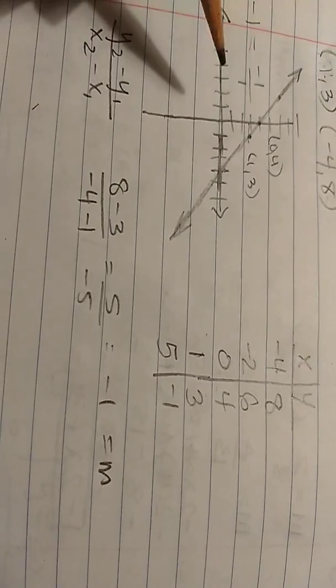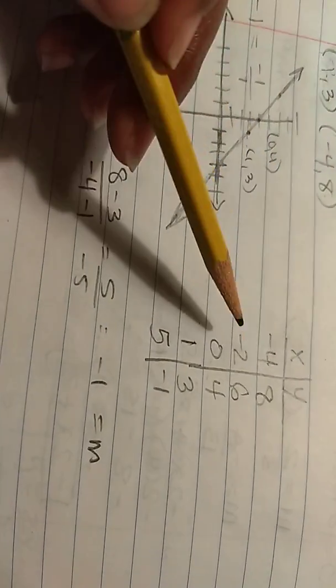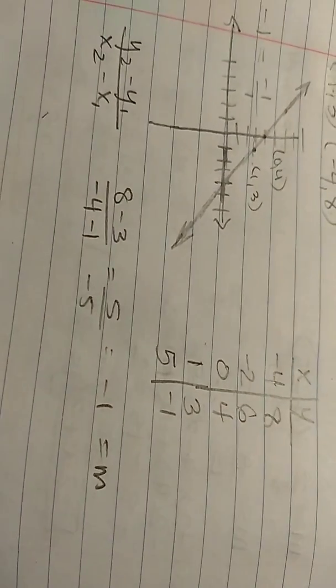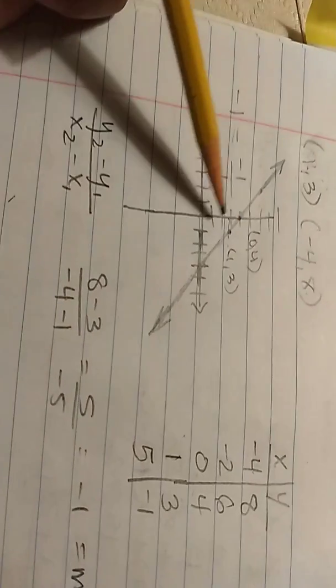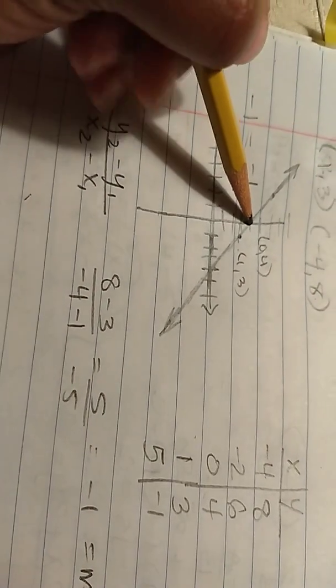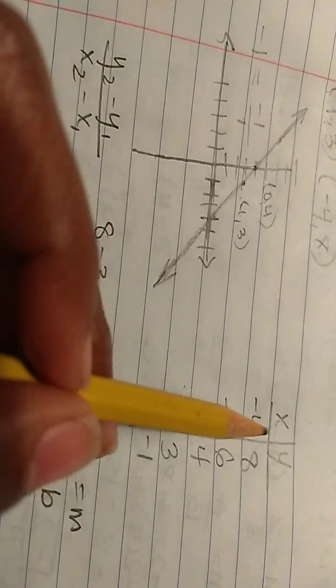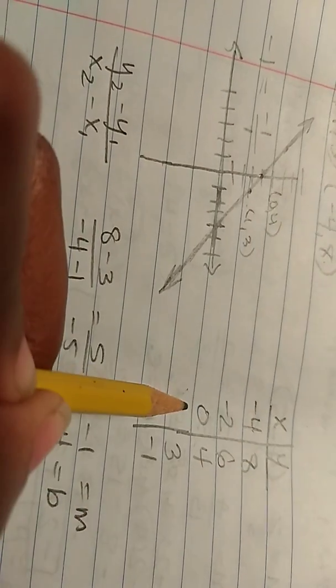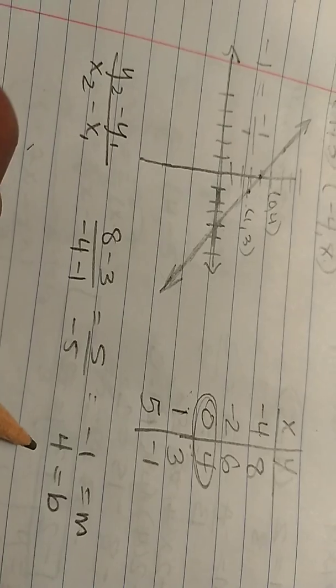The next thing I need is either a point, which I have plenty of now. I have 1 and 3, 0 and 4, negative 4 and 8, negative 2 and 6. Or I can do my y-intercept. On this graph, my y-intercept is 0, 4. So my b equals 4. On this table, remember the y-intercept is when x equals 0. Boom, there goes my y-intercept, 4.